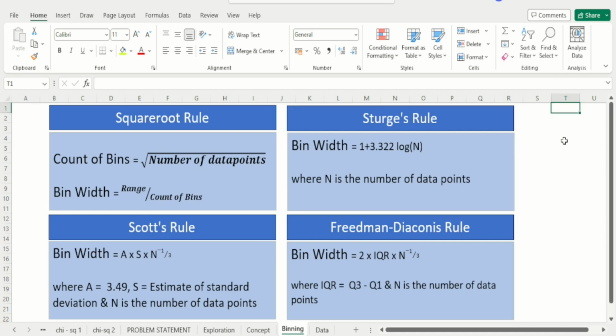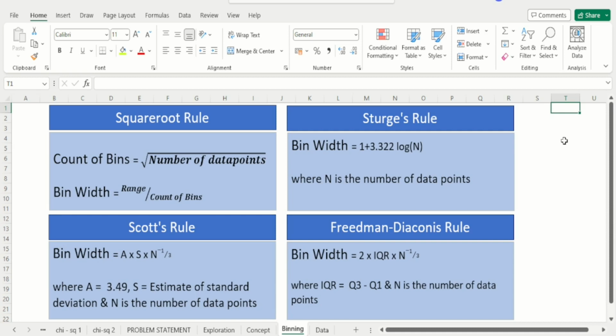However, there are also some statistical methods that one can use. One very common method, as you can see on the top left-hand side, is the square root rule. Under the square root rule, the first step is to find the count of the bins or the count of the class intervals. How's that done? You just take the square root of the number of data points and you get the count of the bins. Once you have the bin count, you can determine the bin width, which is nothing but the range divided by the count of bins. What is range? Remember, range in this case is the maximum value in the data set minus the minimum value in the data set.